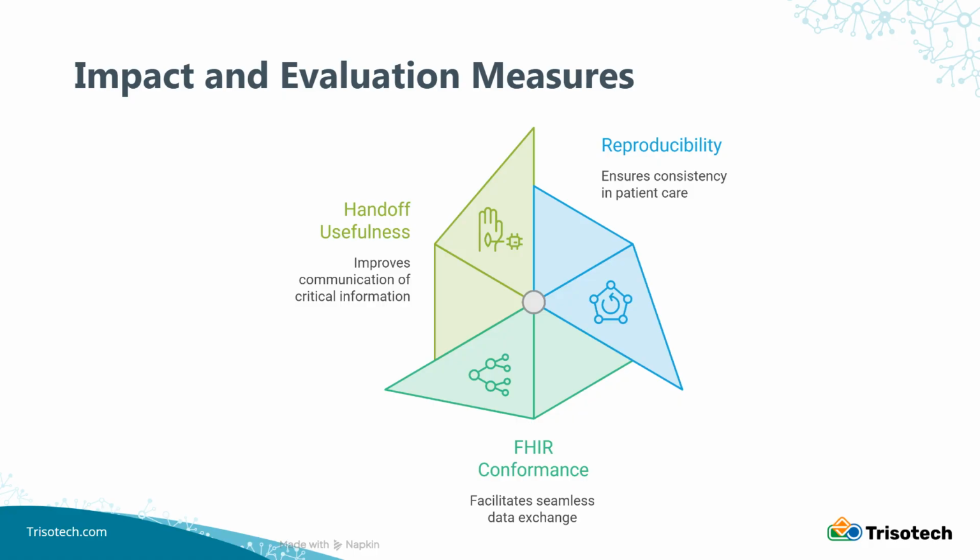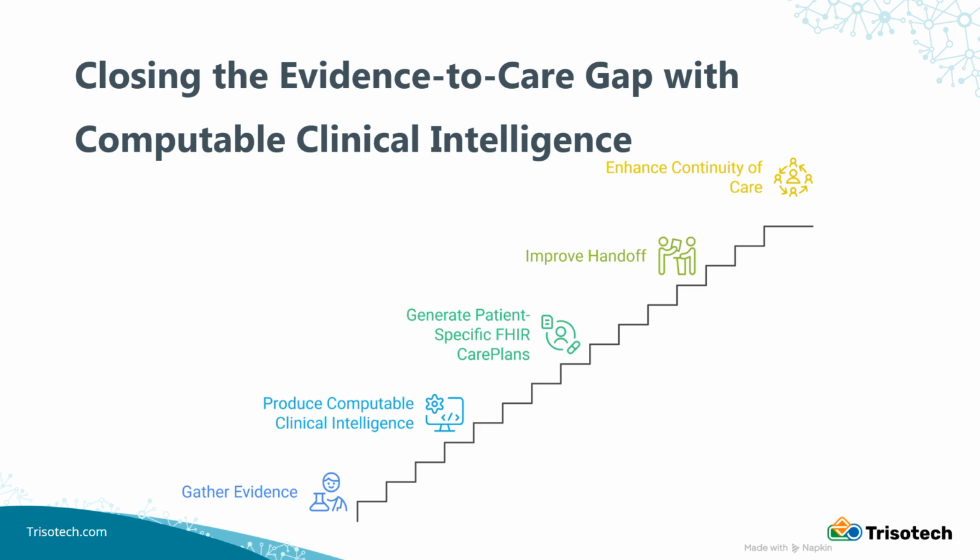Our solution can be evaluated using measures such as traceability, reproducibility, FHIR conformance, review time, and handoff usefulness. The main idea is simple. AI helps turn clinical evidence into computable clinical intelligence. BPM Plus makes the logic visual and reviewable. Deterministic execution makes the reasoning explainable. HL7 FHIR makes the care plan interoperable. Together, these create a safer and more scalable path from evidence to patient-specific care.